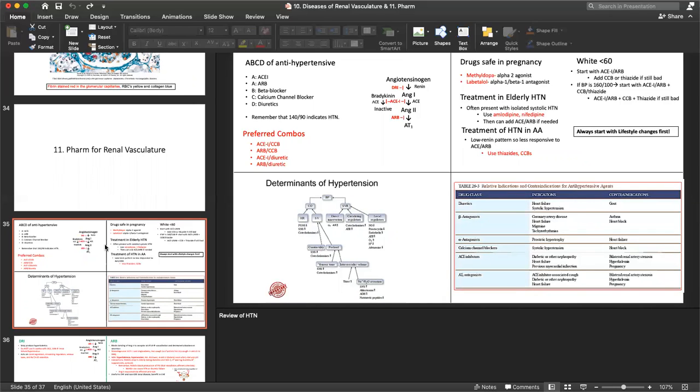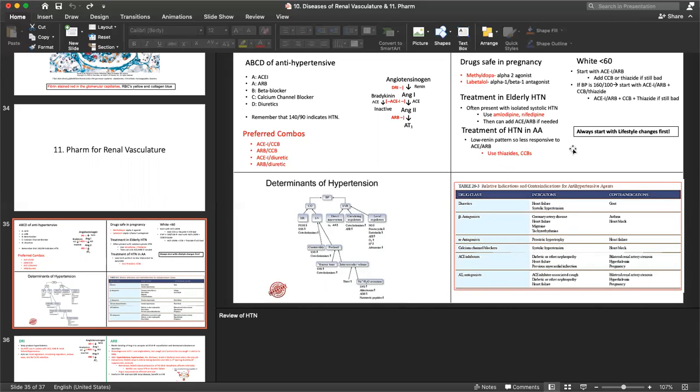Remember that usually 140/90 indicates hypertension, and this can affect our kidneys. So our preferred combos of drugs are going to be ACE inhibitors with a calcium channel blocker, or ARB with a calcium channel blocker, ACE inhibitors with diuretics, or ARBs with diuretics. So here is a little review of our determinants of hypertension and how our cardiac output and our SVR are going to affect our blood pressure.